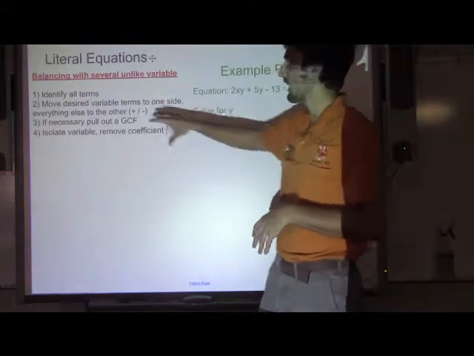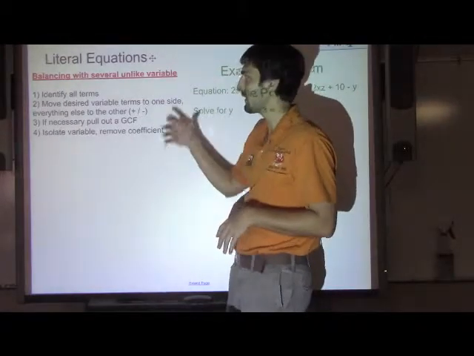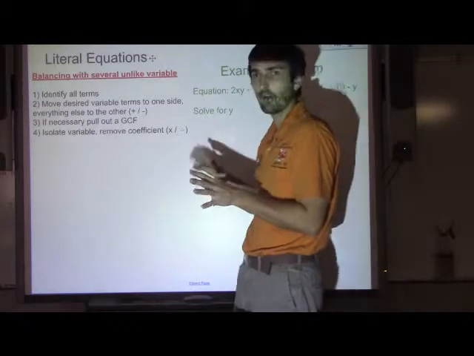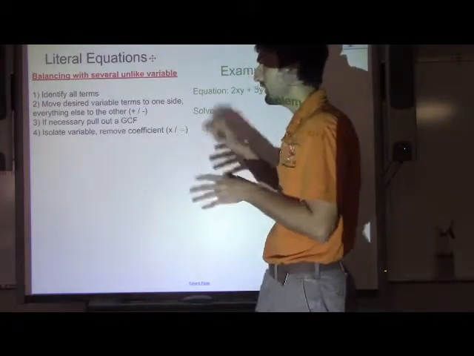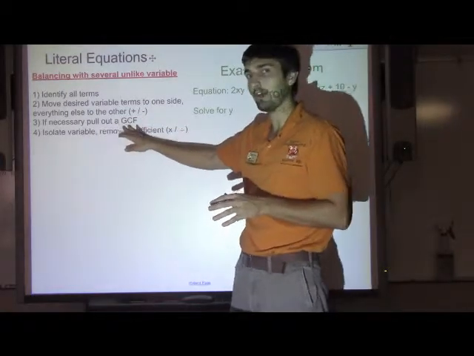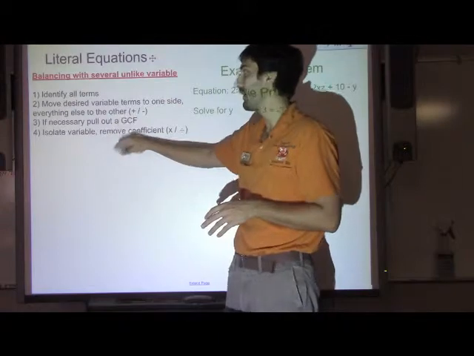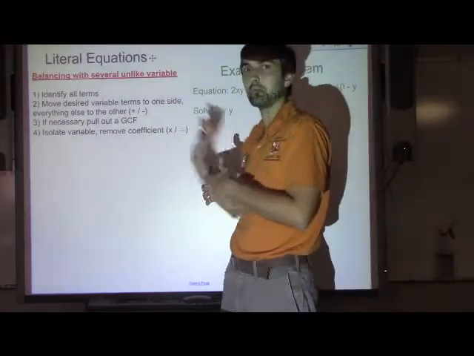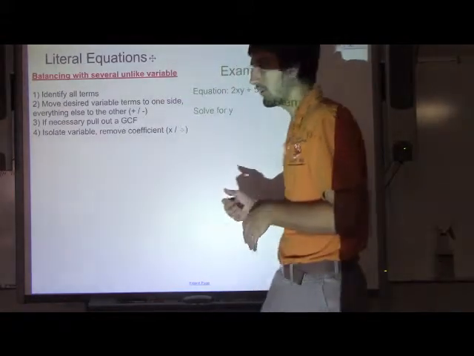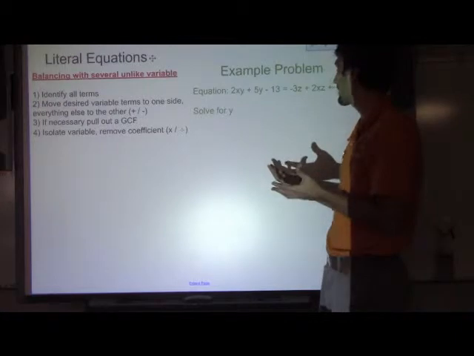All right. So the literal equation process, again, is very similar to equations. What I recommend doing is first look at it, identify the terms that exist and what you're looking for. Then you've got to move stuff. Sometimes you're going to have to pull out a GCF, which is a greatest common factor. Those are for the more advanced problems. But for the most part, you just have to move things to the appropriate side and then multiply or divide by the coefficients. All right, so let's look at this example. This would be, I think, one of the harder ones you might ever see.